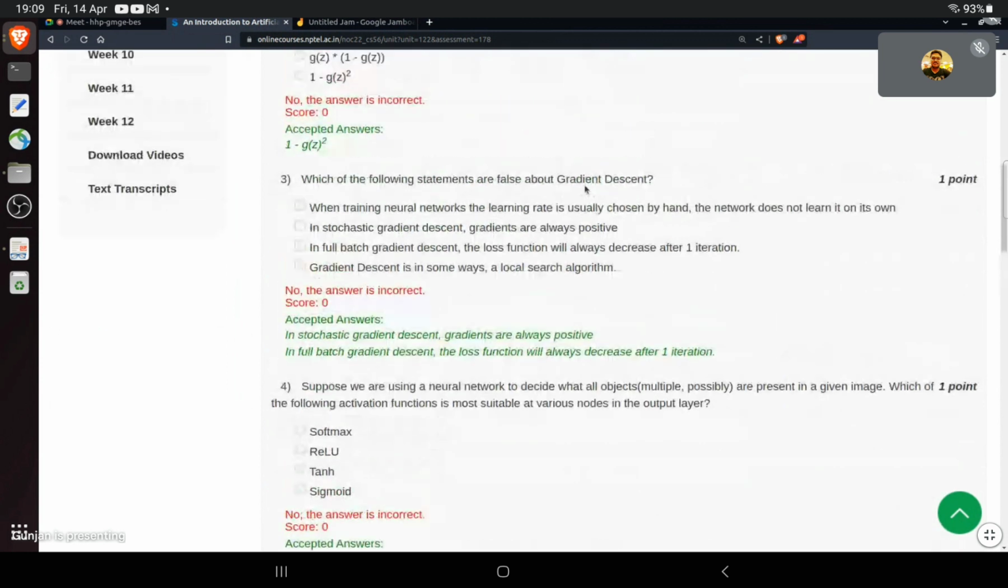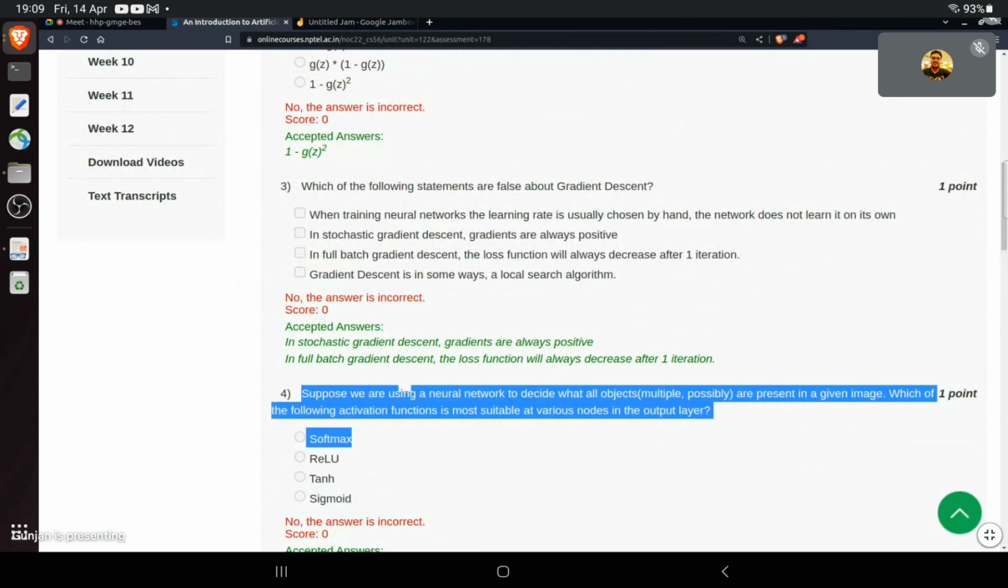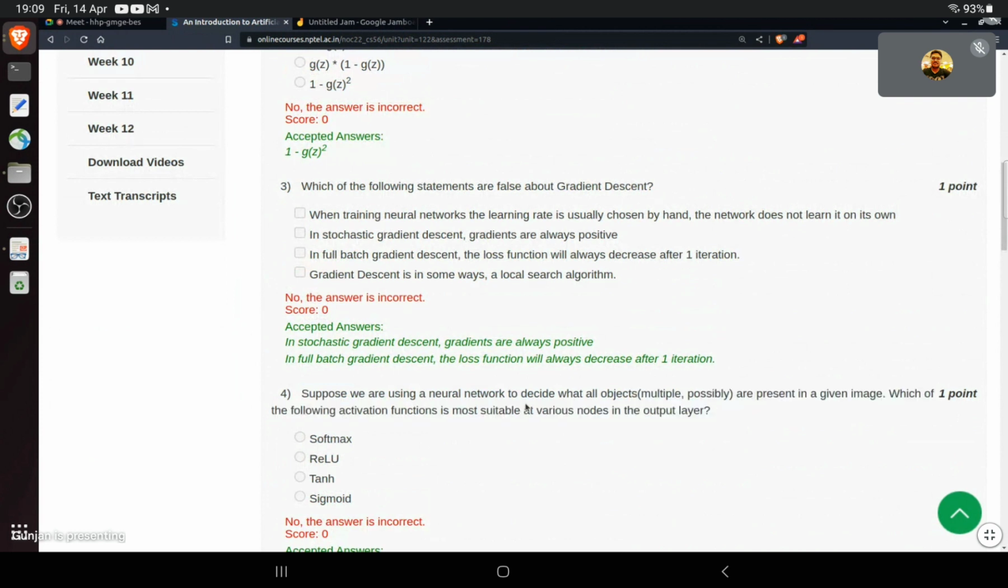Now, suppose we are using a neural network to decide. I hope you're able to see the screen clearly. You can tell me if it is not. Yeah, the screen is visible.